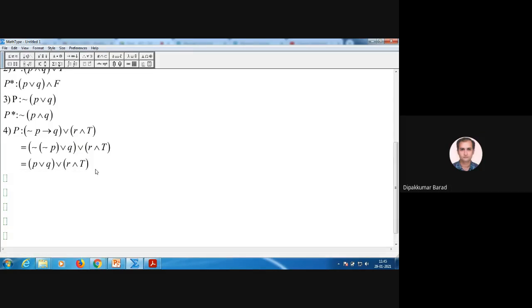Now I want to write the dual statement of P. Instead of or I can write and. So P and Q, and R or T, sorry, R or F. So P and P star are duals of each other. Is it clear for everyone?